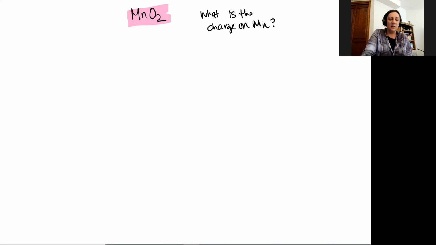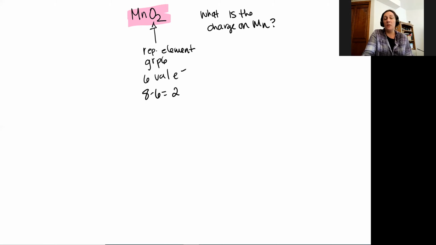Instead, I need to look to the oxygen. This is a representative element, so I can determine its charge from the periodic table. It will reliably always be the same. It's in group 6. It has 6 valence electrons. That means 8 minus 6 will give me the magnitude of charge, so it'll be 2. It's written second, therefore it's an anion. So that charge on the oxygen is -2.